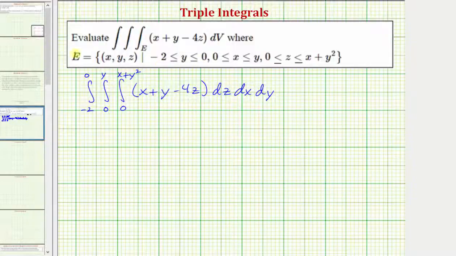And now we first integrate with respect to z, treating x and y as constants. So the antiderivative is going to be xz plus yz. And then we're going to have -4 times z to the second divided by 2, which simplifies to -2z squared.